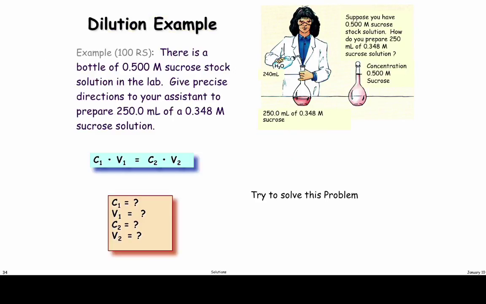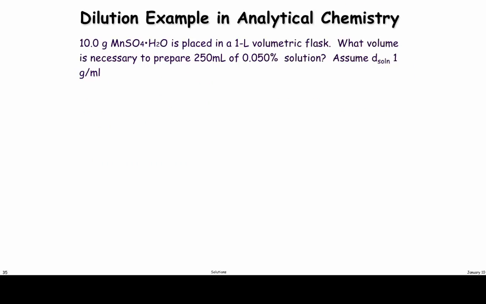Here's another example. There is a bottle of 0.5 molar sucrose. So that's the original solution. Give precise directions to your assistants to prepare 250 mL, that's the new volume, of a 0.348 molar sucrose solution. That's the new concentration. So what you have here is V1, C2 and V2. Calculate, in this particular case, V1. How much of the stock solution do you need to prepare this solution? This is another example.